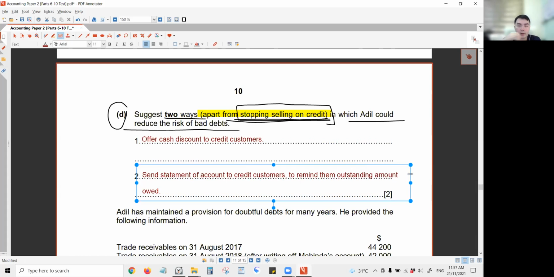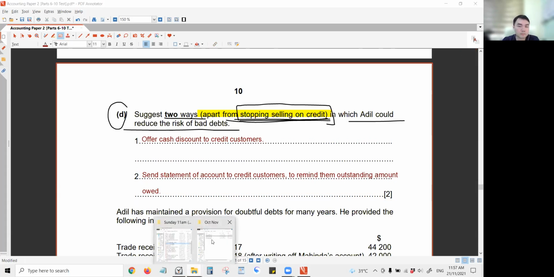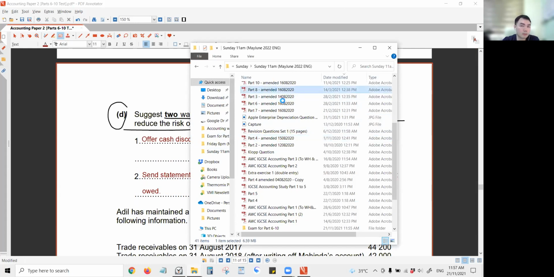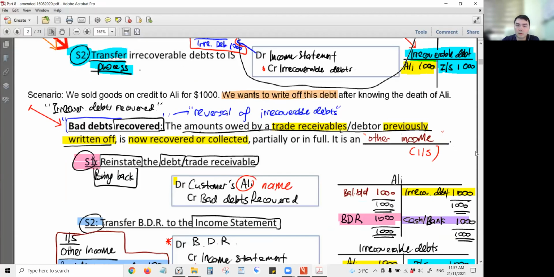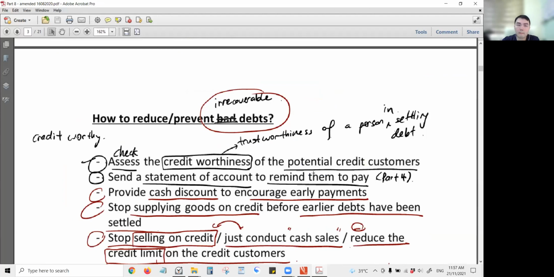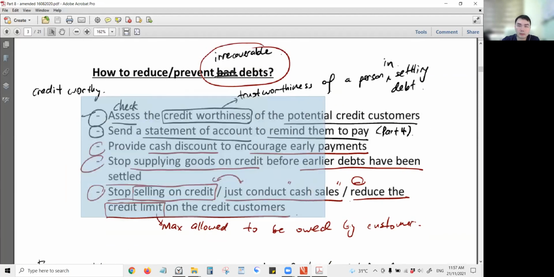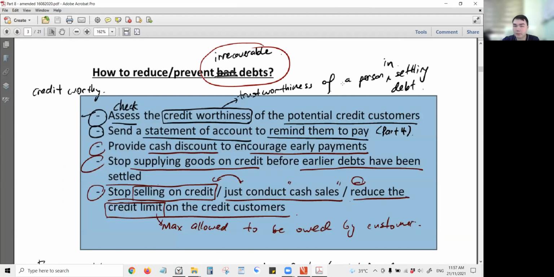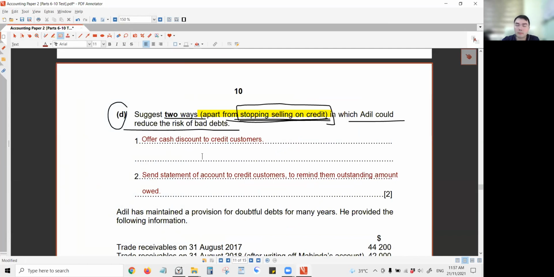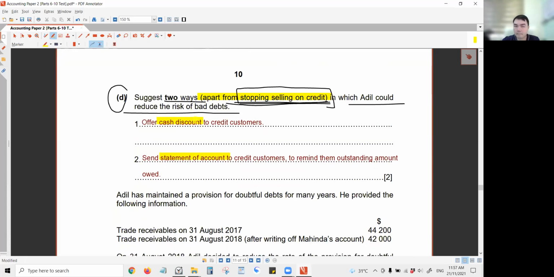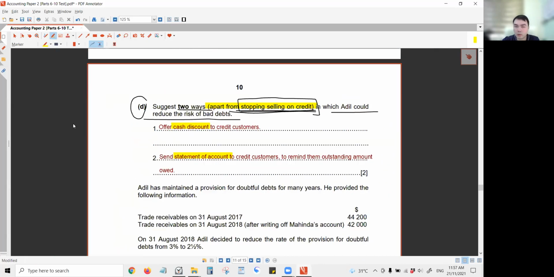Okay. I have a few more answers given in the notes. Again, you can refer. It's in part 8. There are many answers there. I show you. Yeah, here. Okay, you have many answers here. How to reduce irrecoverable debts. Okay, you can also write other answers if you want to. But I prefer to write these two because they look simpler. Okay, cash discount, send statement of account. Okay, I give you 10 more seconds. Then we'll do another one.